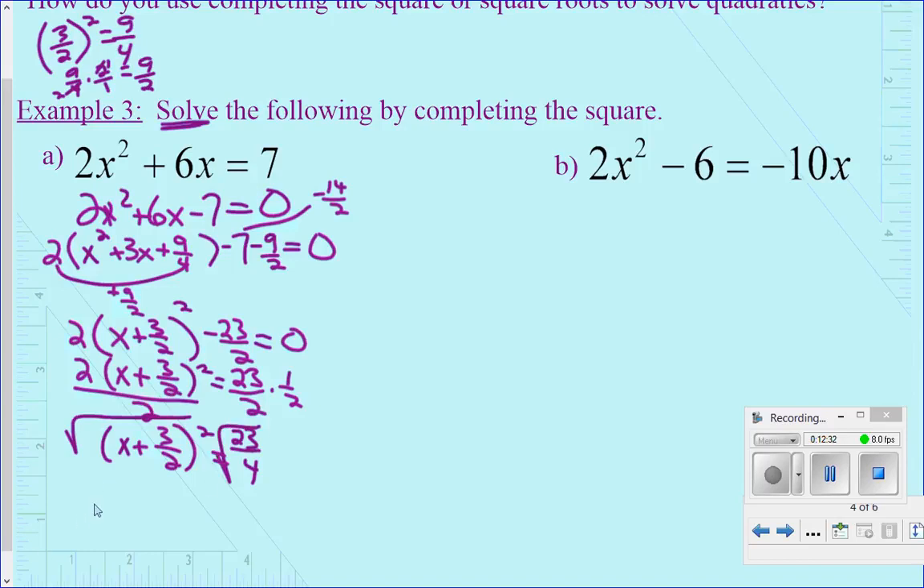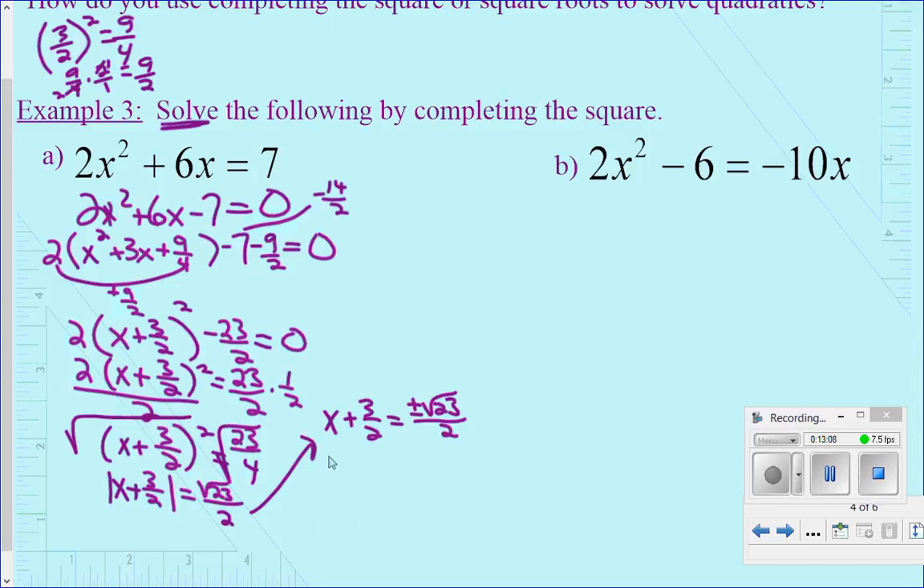The square root of x plus 3, the quantity squared, is the absolute value of x plus 3/2. I can simplify this as we've been practicing these. The square root of 23/4 is the square root of 23 over the square root of 4, which is 2. Make sure when you write that 2, it's very obvious that it's not underneath the square root. It's in the denominator of the fraction. So I'm just going to come over here. I'm going to remove the absolute value by making my answers plus or minus.